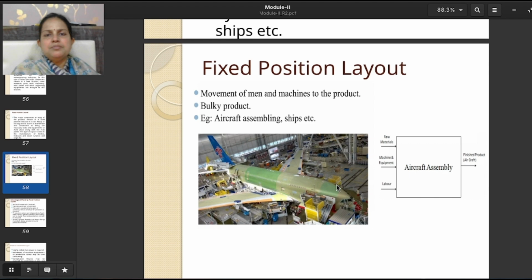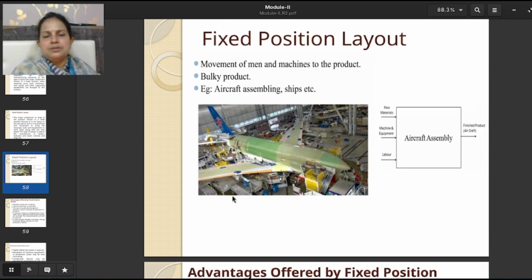This is one example of the fixed position layout. In the manufacturing of an aircraft, on the assembly line, if you see, there is movement of men and machines near the product.